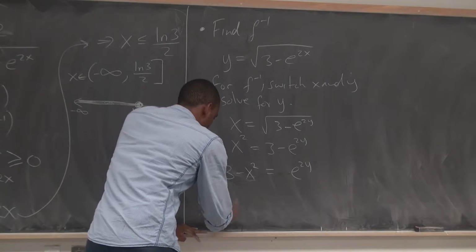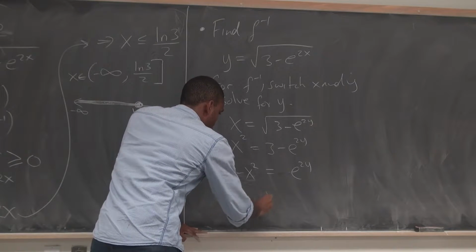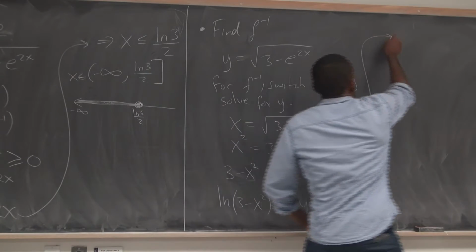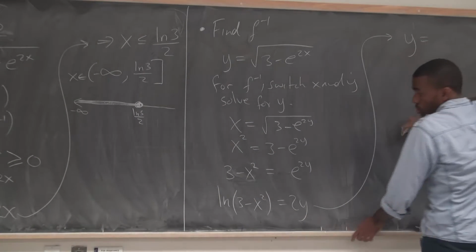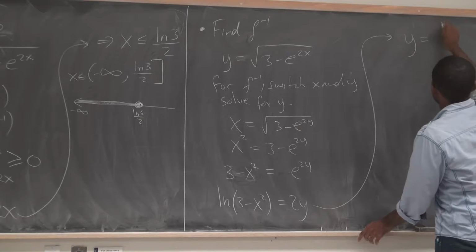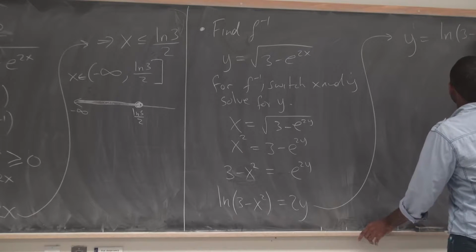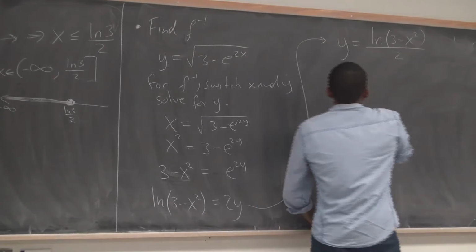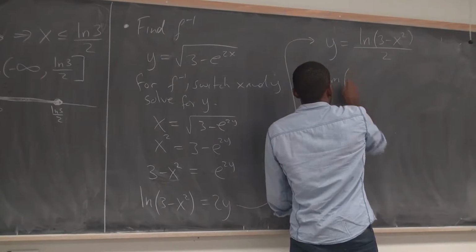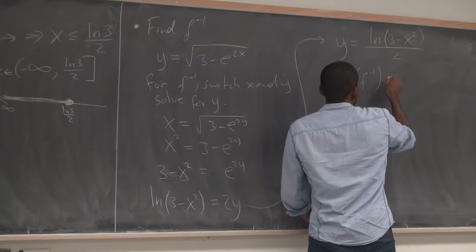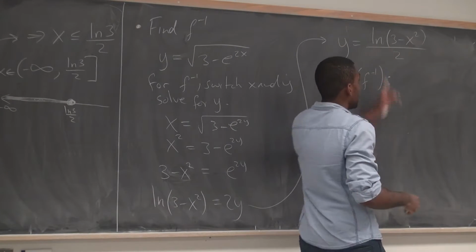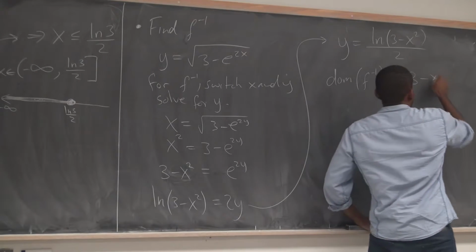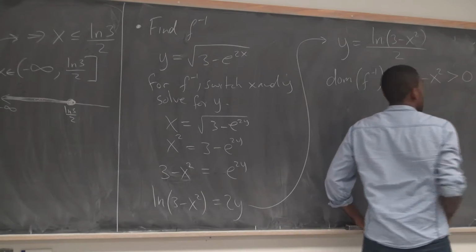I can take the log of both sides to give us 2y. So y would be equal to ln of 3 minus x squared, all over 2. And so the domain of f inverse would be the domain of this function. What do I need for this function to work? 3 minus x squared must be strictly greater than 0.